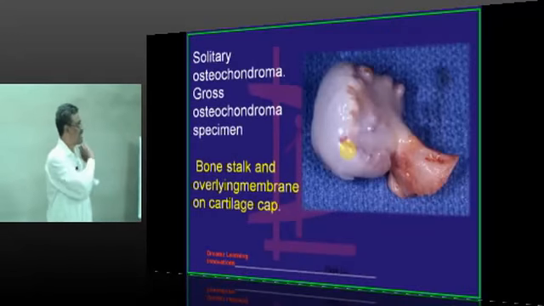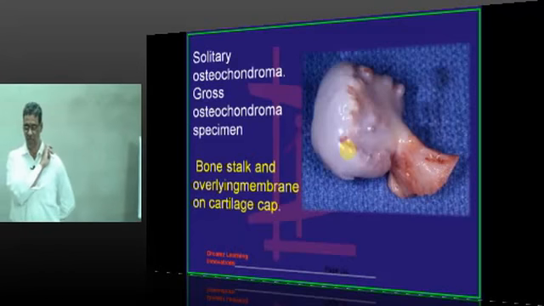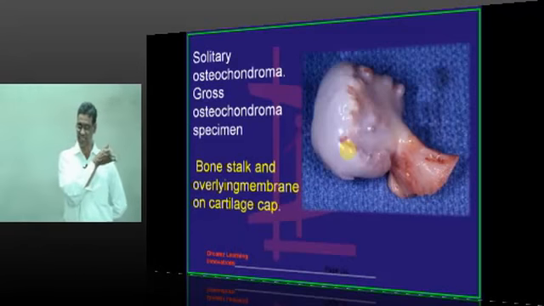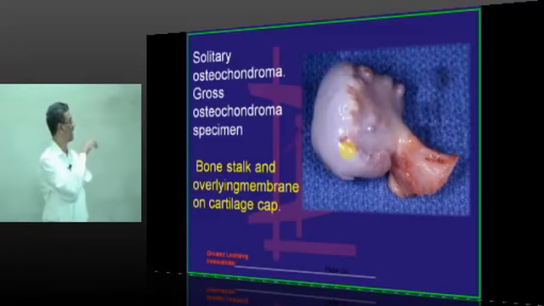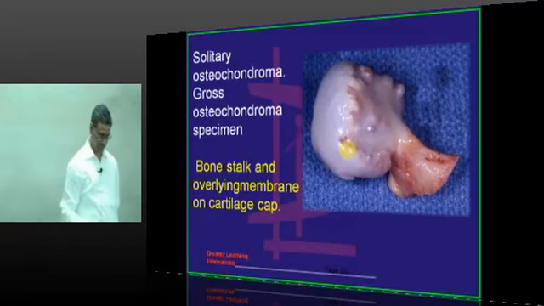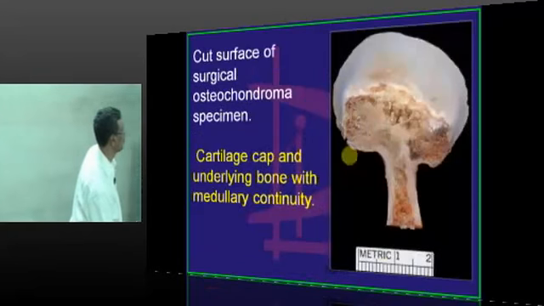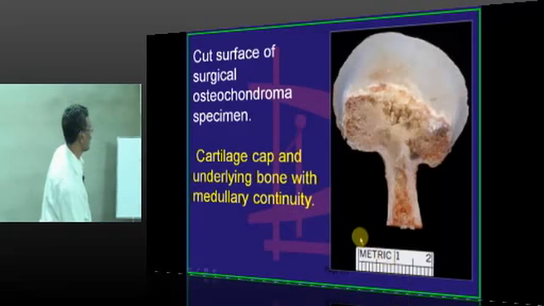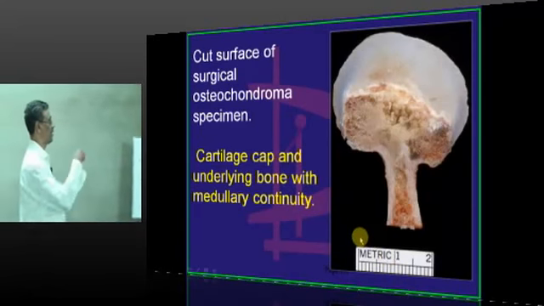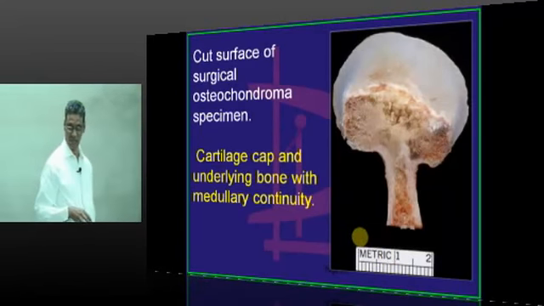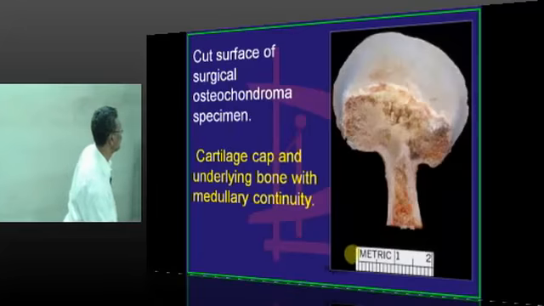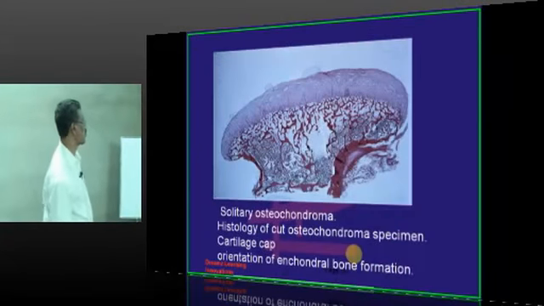Now after removal, see the glistening osteochondroma. On the bone there is a glistening cartilage cap as well as an overlying membrane layer. This is the gross specimen of a solitary osteochondroma, showing the cartilage cap and underlying bone with a medullary cavity continuous with the original bone. This is the microscopic structure of a solitary osteochondroma.